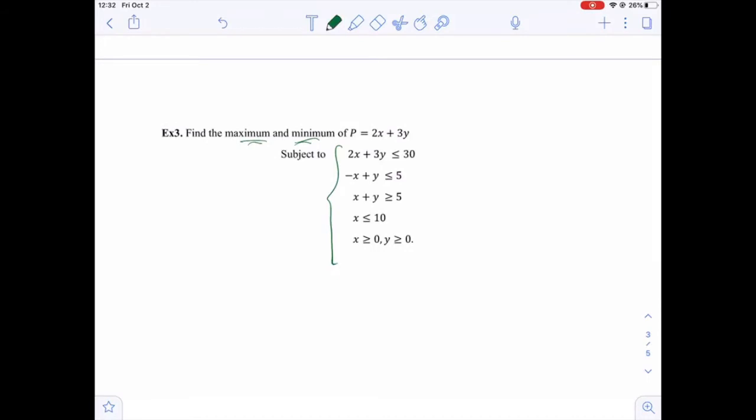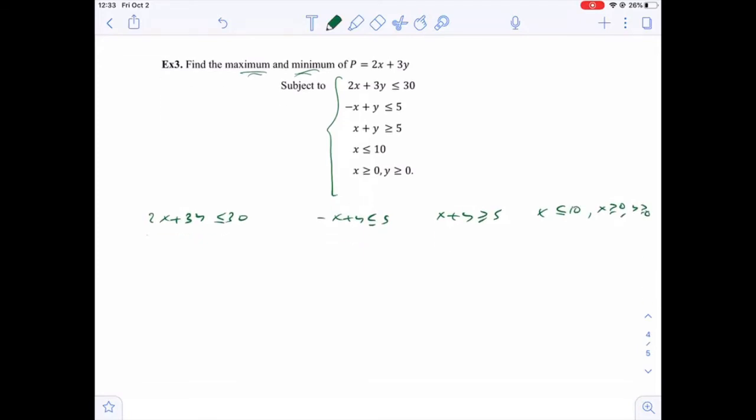So we have 2x plus 3y less than or equal to 30, negative x plus y less than or equal to 5, x plus y greater than or equal to 5, x is less than or equal to 10, x is greater than or equal to 0, y is greater than or equal to 0. Now we graph these. We convert them into equations first, and then we choose some value for x, some value for y, and find the corresponding values.